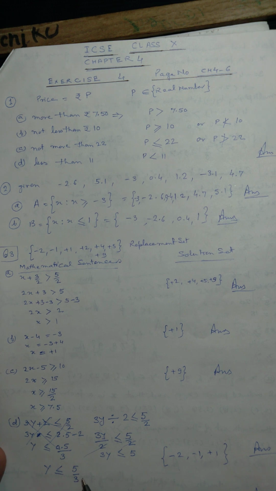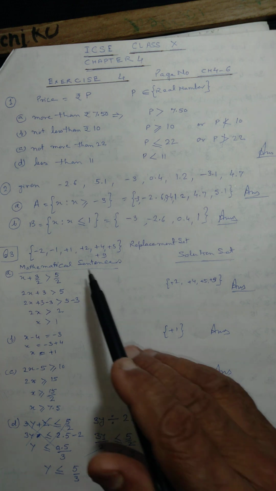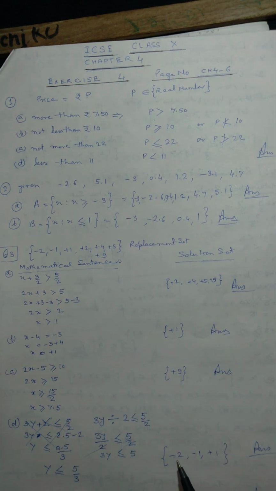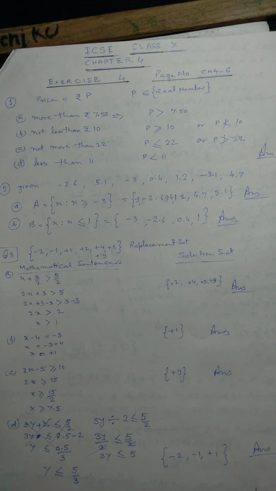So we will just find out the values which will be either equal to 5 by 3 or less than 5 by 3. So we are getting from the replacement set, that is minus 2, minus 1, plus 1. These are the solution set for the question number 3, part D.